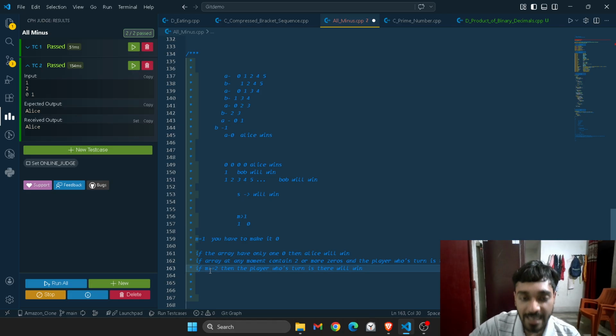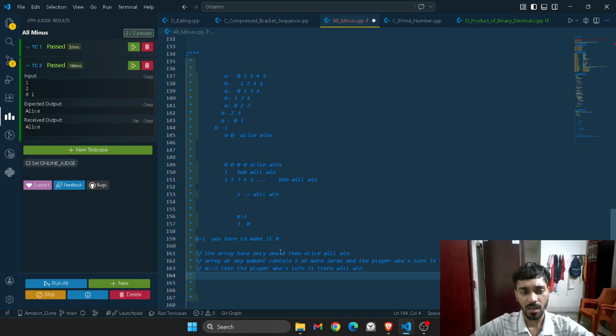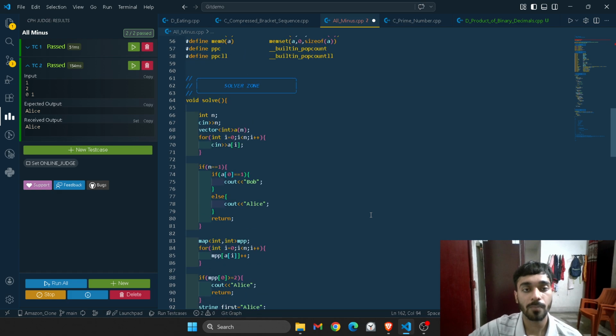so that the next player will make it 0 and he will lose. And if by making it 0 I win, then I will of course make it 0 so that I can win. So these are the important conditions so that we can find out who will win. So this was a very interesting question. Let's look at the code now.